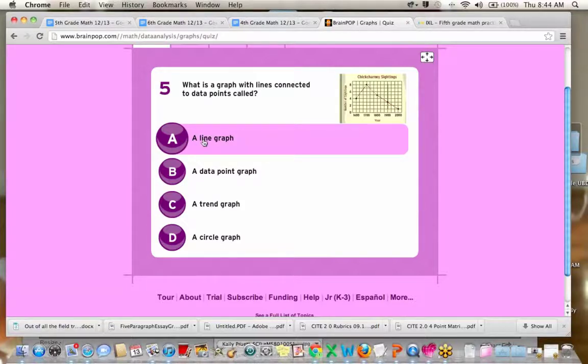It is a line graph. This is a picture of a line graph, and you can see the line. That kind of makes sense. It's a line, so it's a line graph.